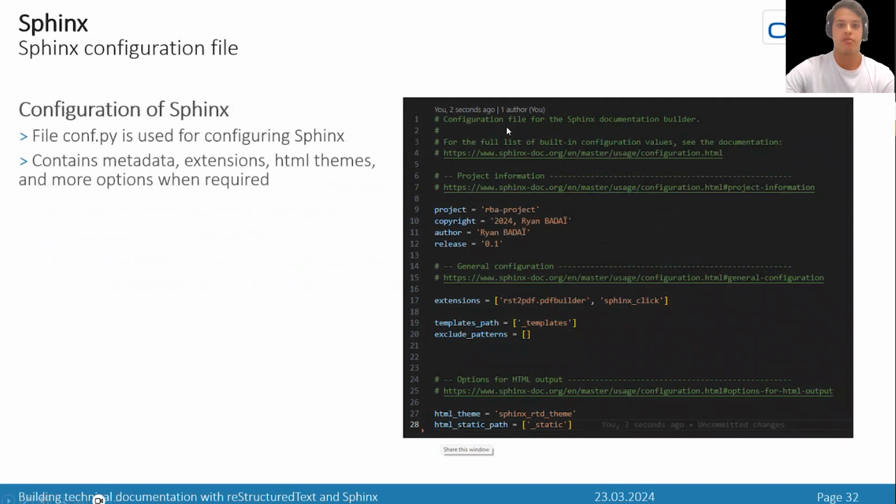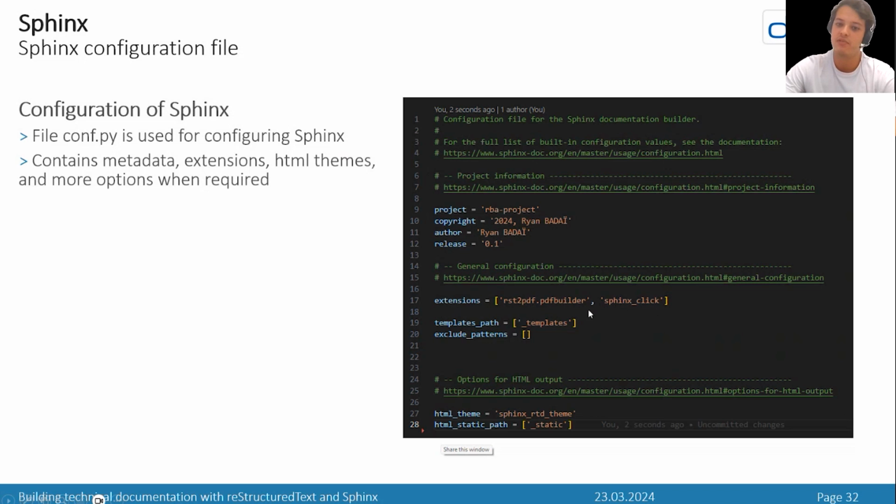Okay, let's talk about the conf.py file now. As I said, this file is used for configuring Sphinx. First of all, it contains a lot of metadata, like the project name. We can also put some information about copyright, the author name, and the release of the project. We can also choose the different extensions that we want to load into Sphinx.